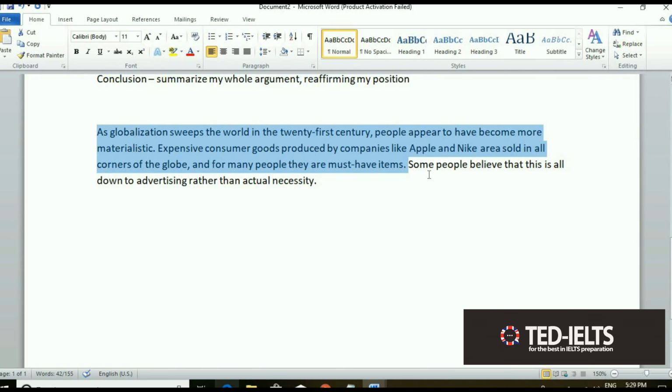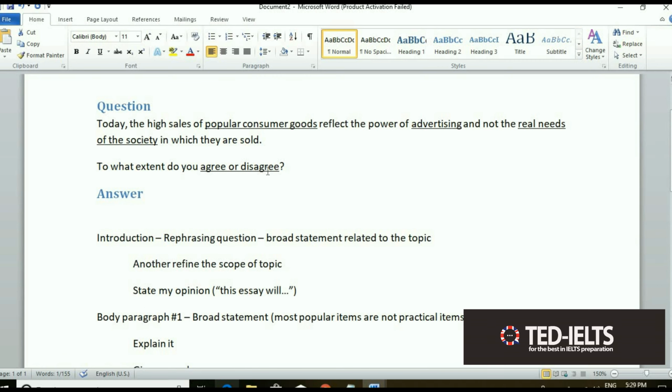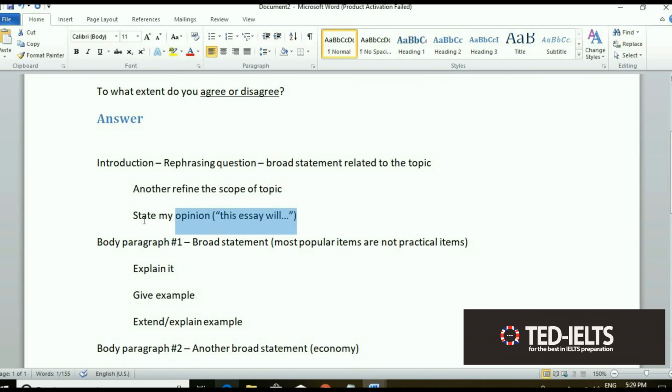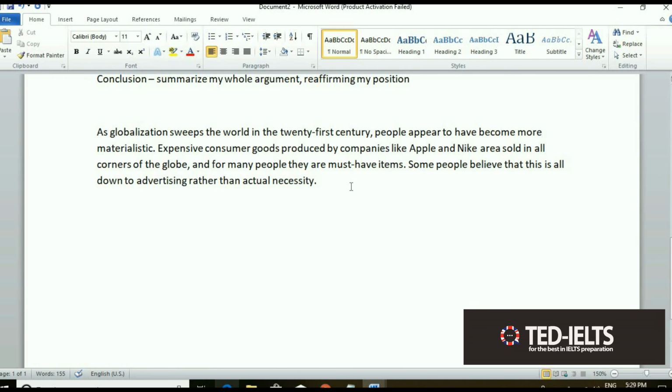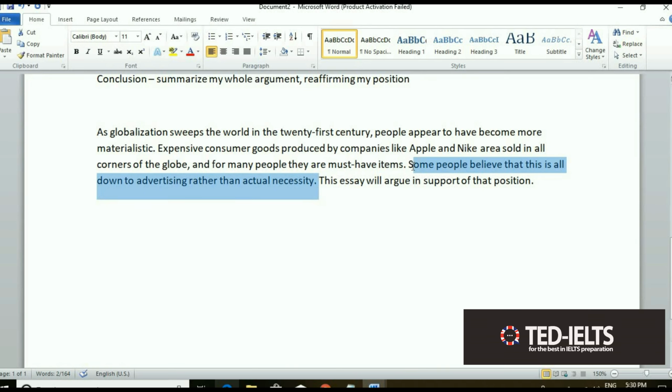So what do I have to do next? I'll give one more short sentence stating my opinion, and that will be to agree. So this essay will argue, I can't type and talk for some reason. This essay will argue in support of that position. When I say that position, basically I'm referring back to the previous sentence. So this is my introduction.